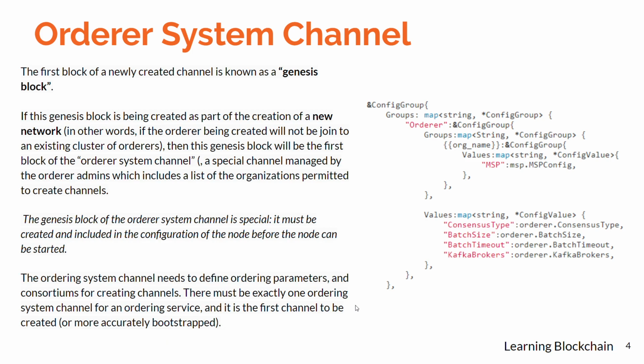As I have already described, you need not understand much about it, but in brief, whenever the network is bootstrapped for the first time, the orderer needs to have the information of all the organizations, and that information must include the MSP information also, that is the MSP ID. And this is the first block, called the Genesis block, and it is the first block of the orderer system channel.